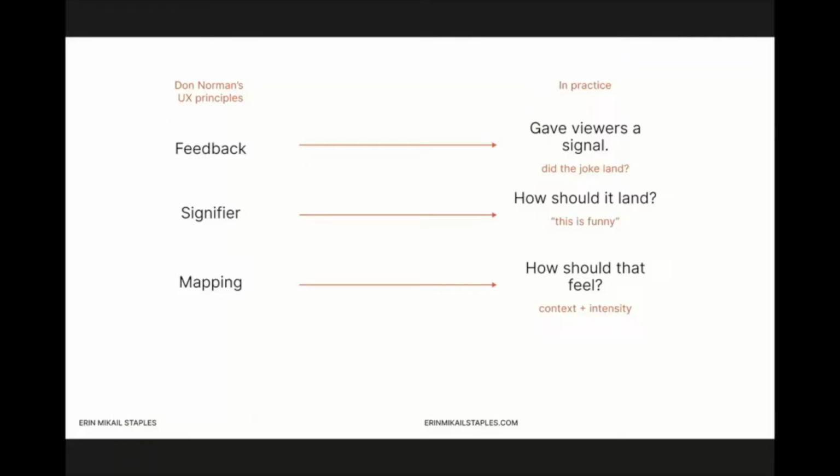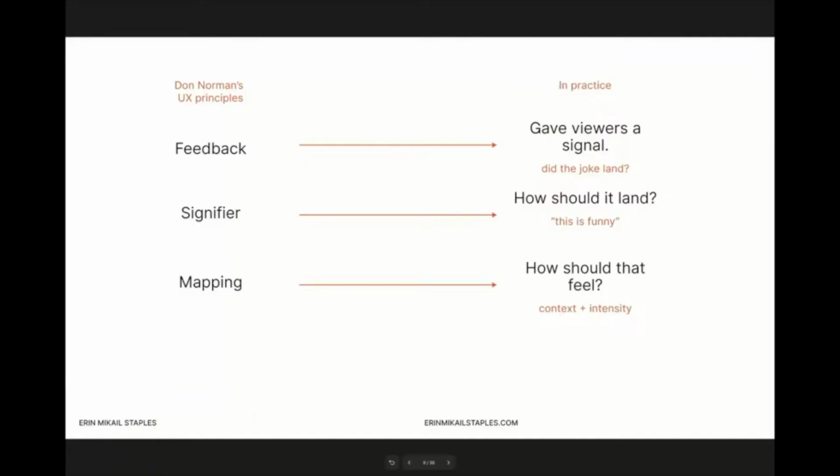This is a concept when we think about how should it feel? So context and intensity. There's always the awkward chuckle, where someone just has to break the silence. That's a form of mapping. So how do we think about that awkward chuckle? It's a pause moment, right? Are we supposed to be feeling hesitant online?